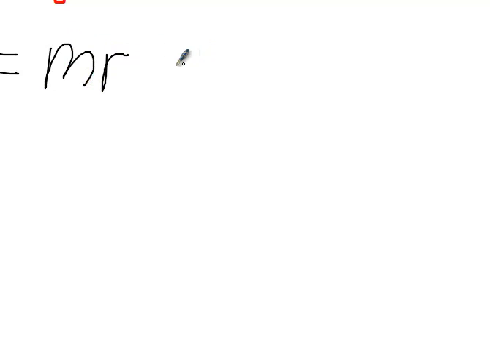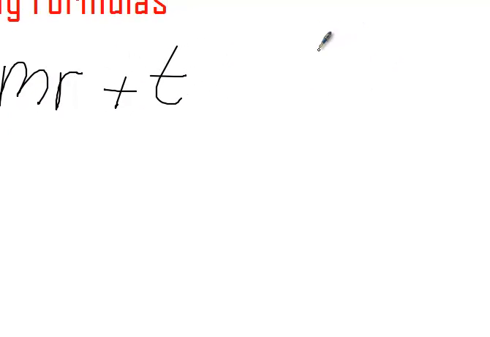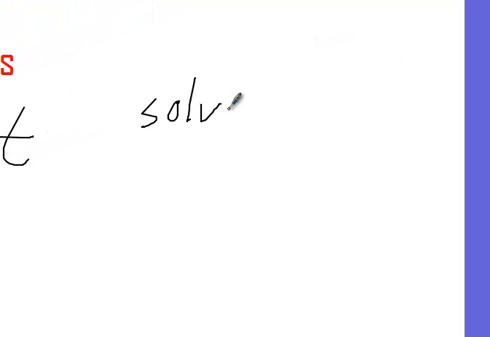So, let's just start off with an equation that is D equals M times R plus T. All right, we want to solve for R, which basically means we want to get the R all by itself.